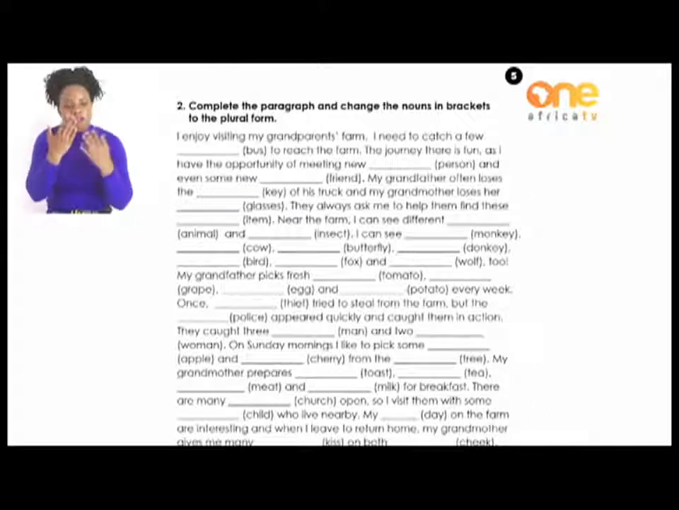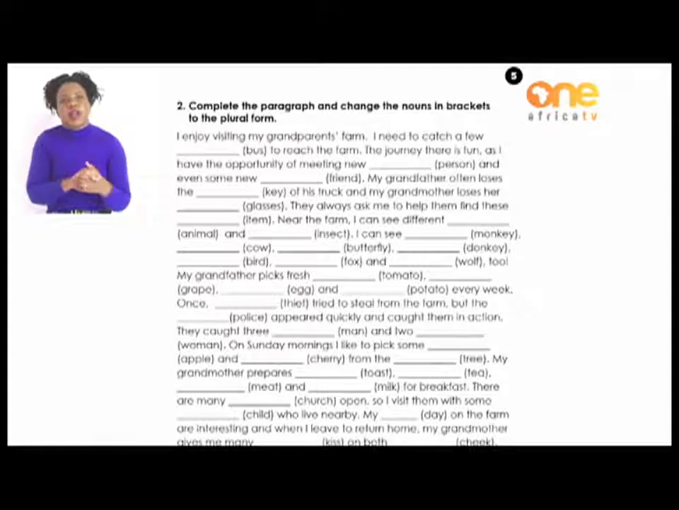Complete the paragraph and change the nouns in brackets to the plural form. I enjoy visiting my grandparents' farm. I need to catch a few buses. The singular noun there is bus, to reach the farm. The journey there is fun, as I have the opportunity of meeting new people and even some new friends.